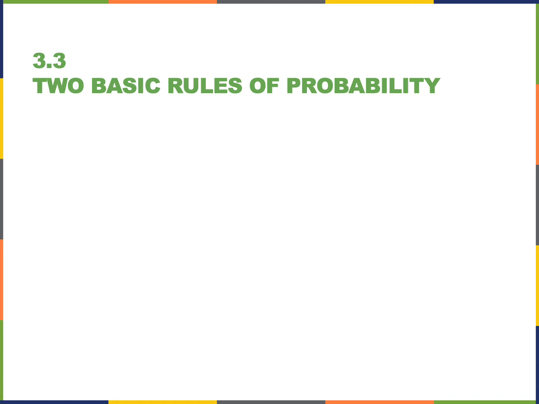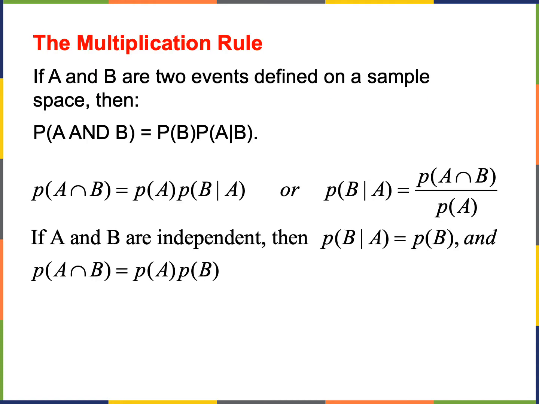Hi everybody, welcome to section 3.3. Very simple. We're going to cover two basic rules of probability, so it shouldn't be too difficult, and we're going to do some super fun examples, of course. So let's get into it. The first one is called the multiplication rule.